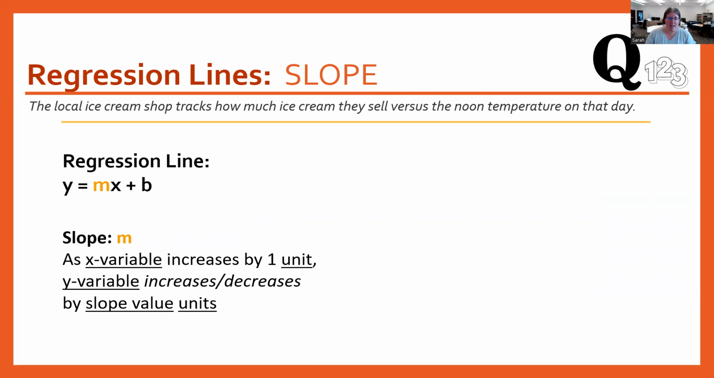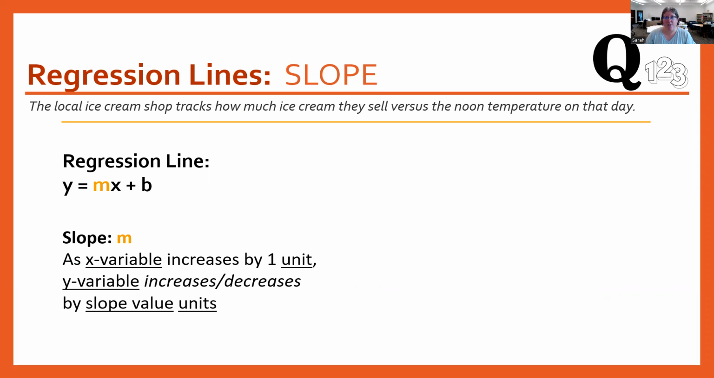To interpret it, you're going to say, as the X variable, and you'll replace that with whatever your explanatory variable is, or what's on the X axis, increases by 1 unit, the Y variable either increases or decreases by the slope value in units. So if my slope is positive, I'll say my Y variable increases by that number, with some units on it. But suppose my slope was something like -5. Then I would say my Y variable decreases by 5 units. I'll take that negative sign off because I'm using the word decreases when I write my sentence.